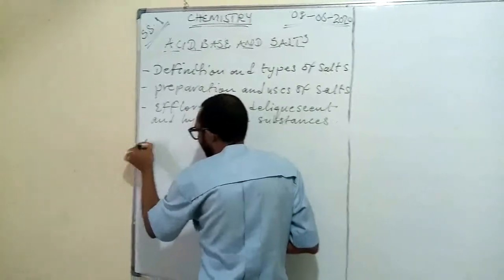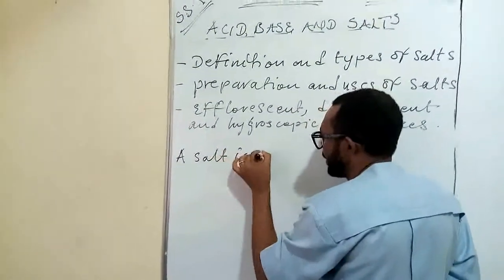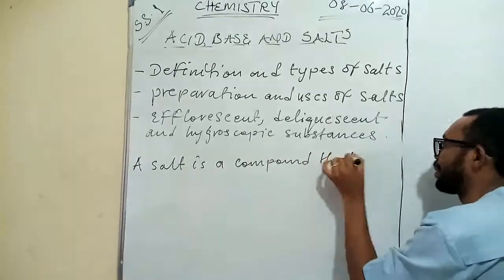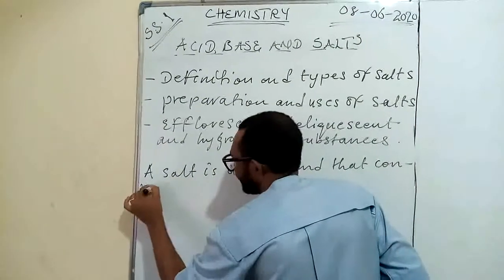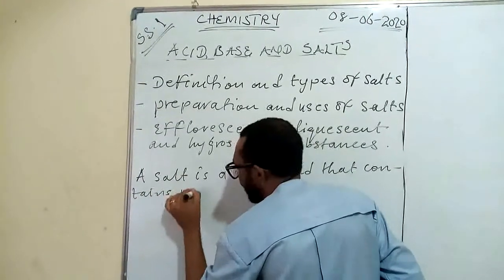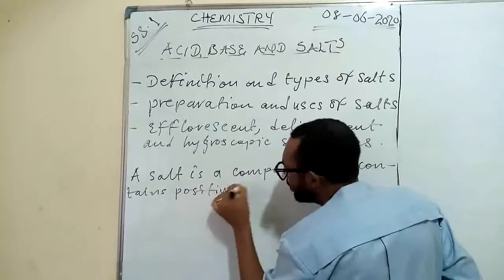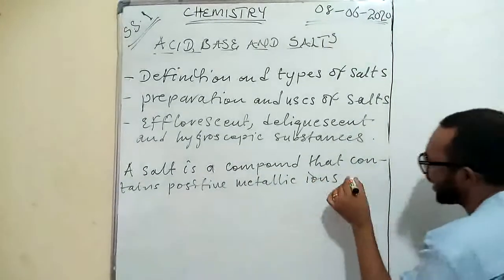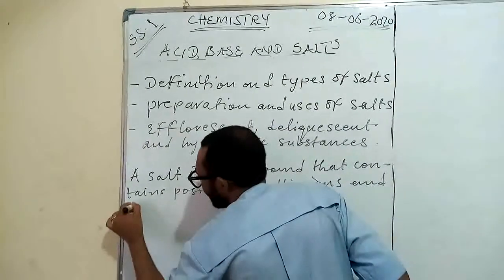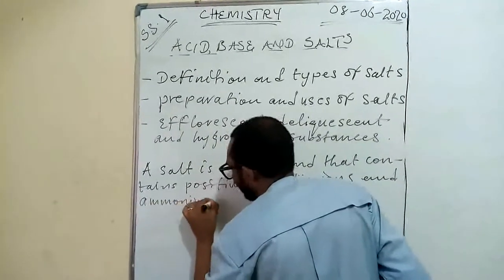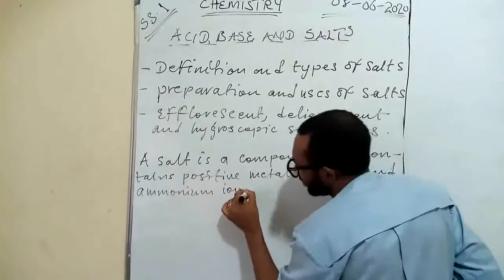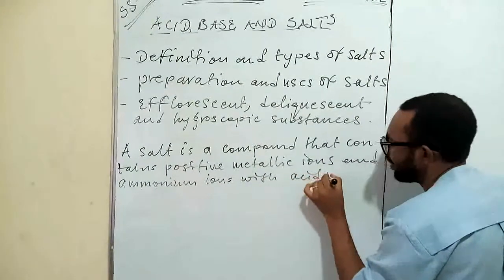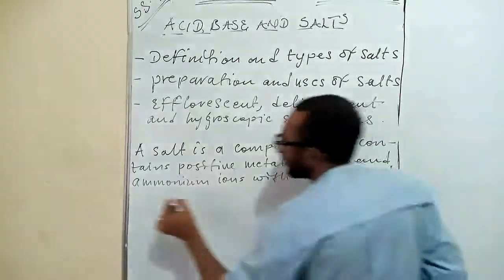A salt is a compound that contains positive metallic ions and ammonium ions with acid radical ions.